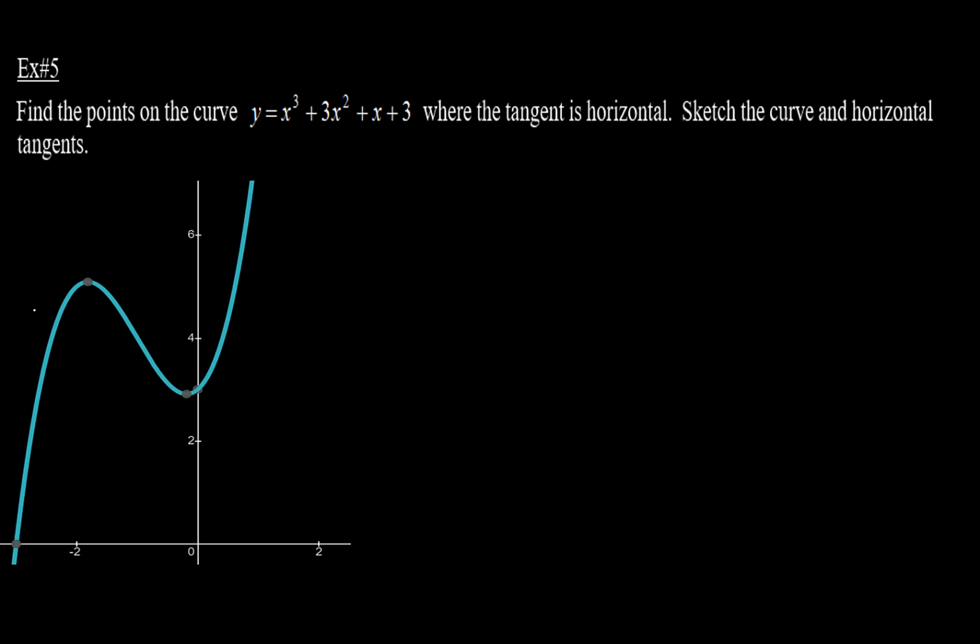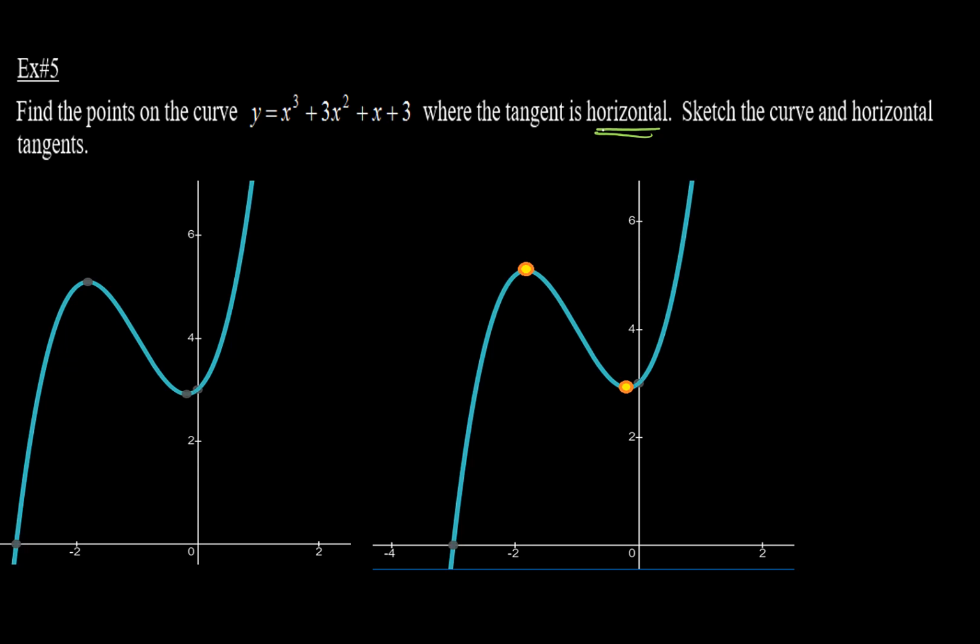Next type of problem. They want us to find the points on this curve, x cubed plus 3x squared plus x plus 3, where the tangent is horizontal. So sketch the curve and the horizontal tangents. First of all, I want to highlight where you're going to see horizontal tangents. Horizontal tangents happen at maximum values and minimum values, or values where the graph just kind of levels off. Like let's say you have a graph that kind of looks like that. That would be a horizontal tangent as well.